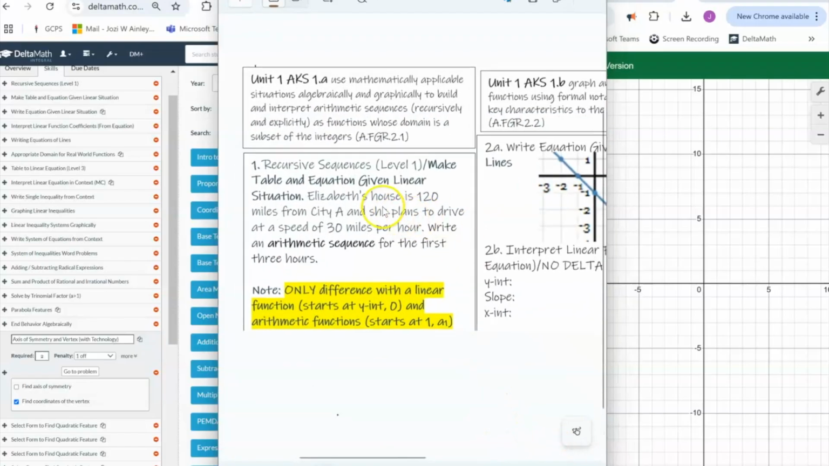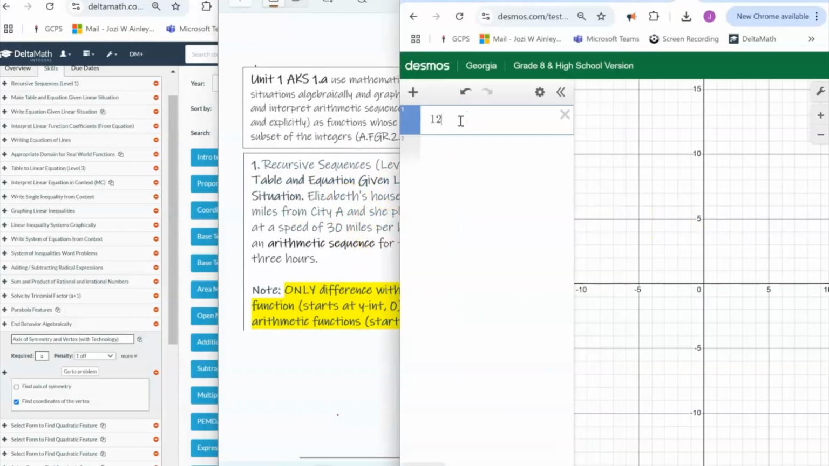Okay, so we have this situation. We're at Elizabeth's house. It's 120 miles from city A. She plans to drive at a speed of 30 miles every hour, so per every hour. Write an arithmetic sequence for the first 3 hours. Okay, so writing a sequence is what's happening in the first 3 hours. So remember, the only difference with linear is it starts at 0, whereas arithmetic starts at 1. So if this was a linear situation, right, she would start at 120. That's at 0. She has not moved.